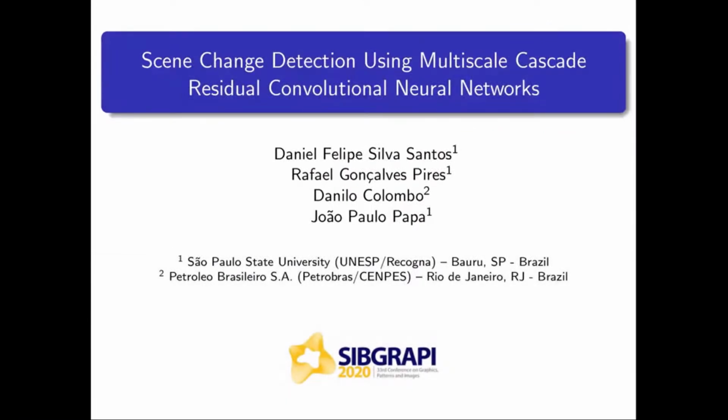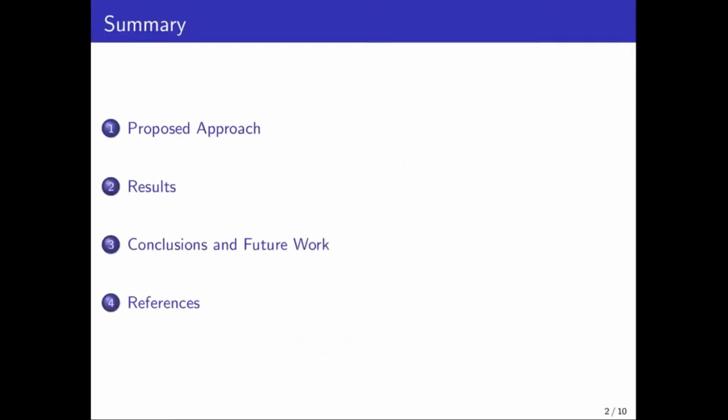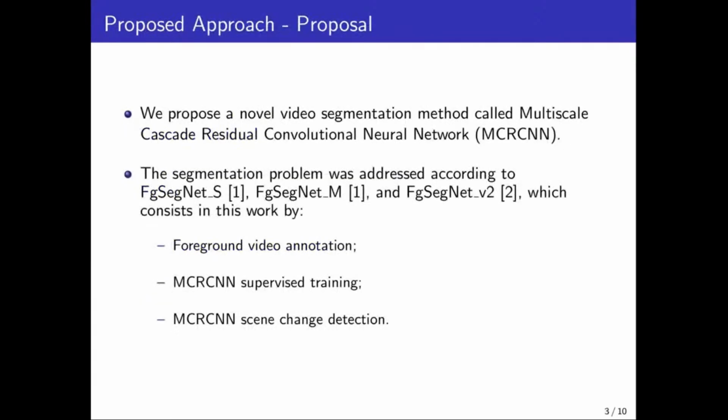In the next few minutes, I'll be presenting a brief overview about the work called Sim Change Detection using Multiscale Cascade Residual Convolutional Neural Networks, made by me and co-authors Rafael, Danilo, and João Paulo. The presentation is divided into four brief sections, named Proposed Approach, Results, Conclusions and Future Work, and References.